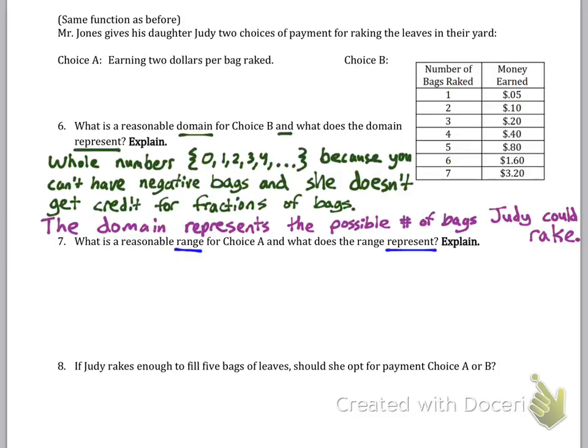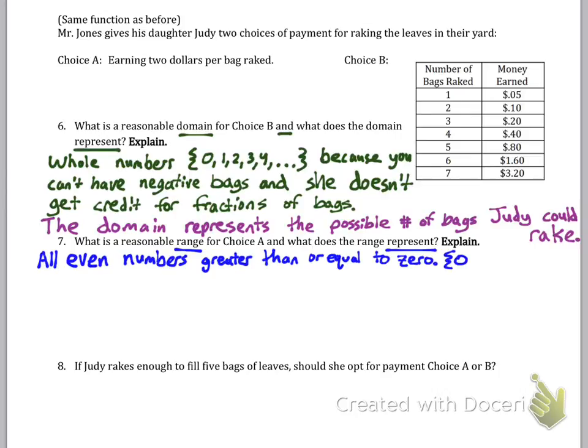So $2 per bag raked. If you want to go back and look on the other side, on the right side of the table we filled out, the options were all the even numbers greater than or equal to 0. In other words, we could have 0. If she raked 0 bags, she'd make $0.